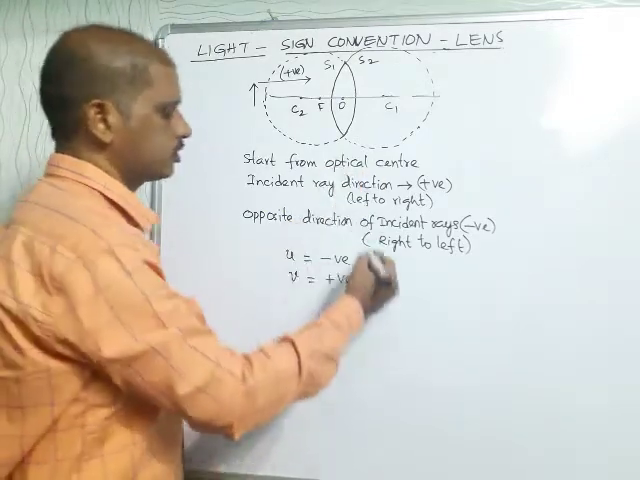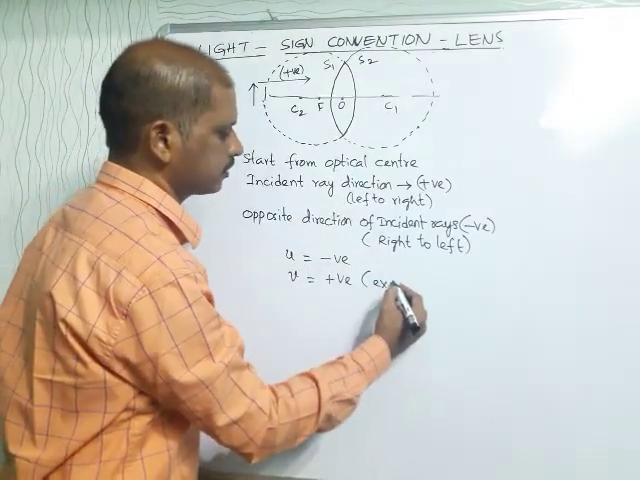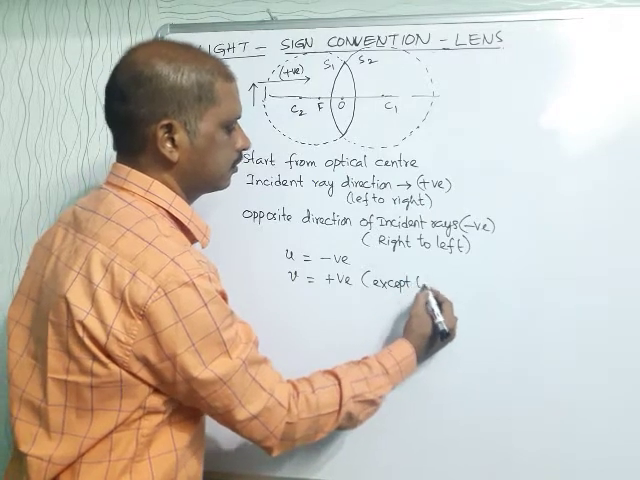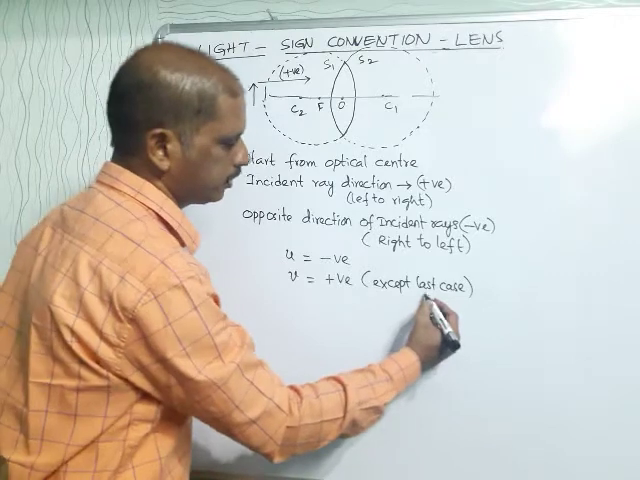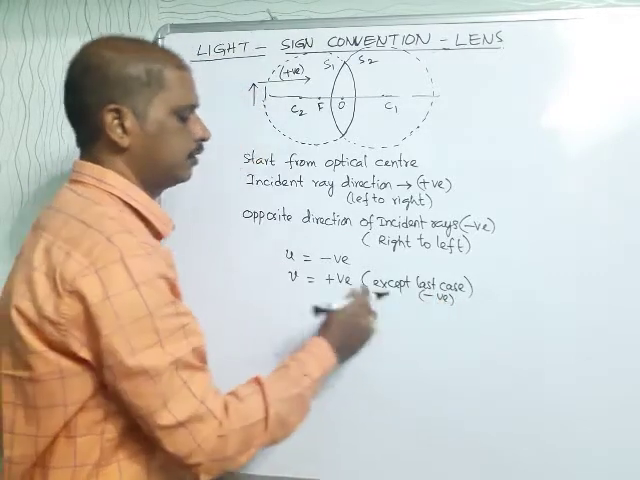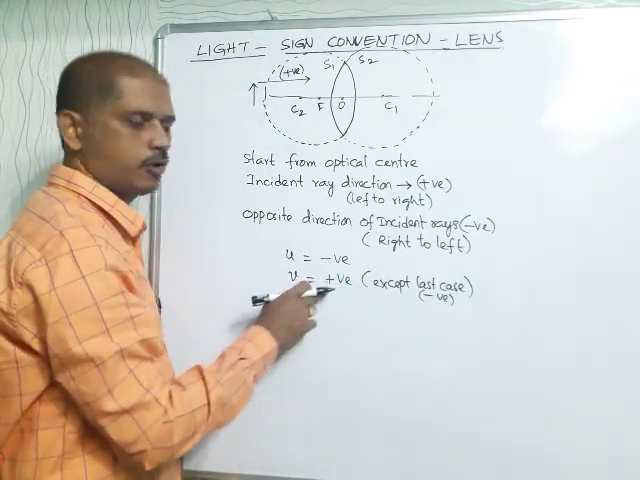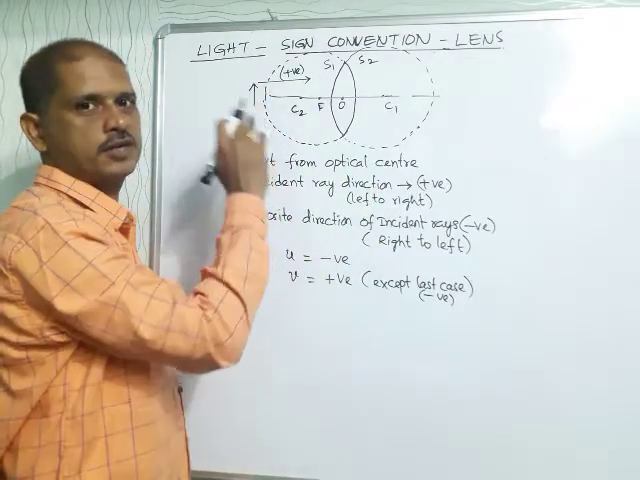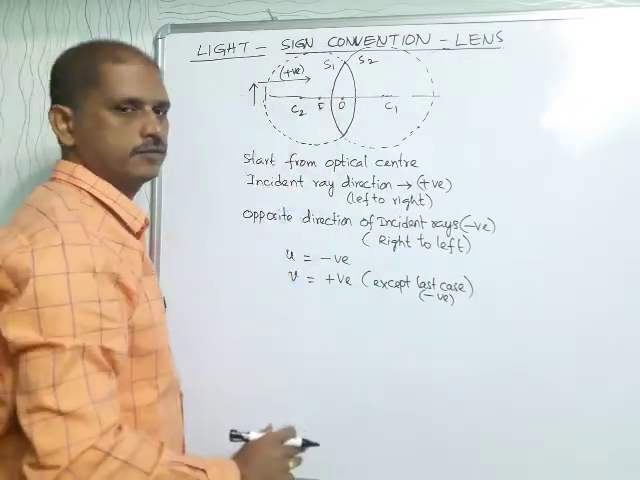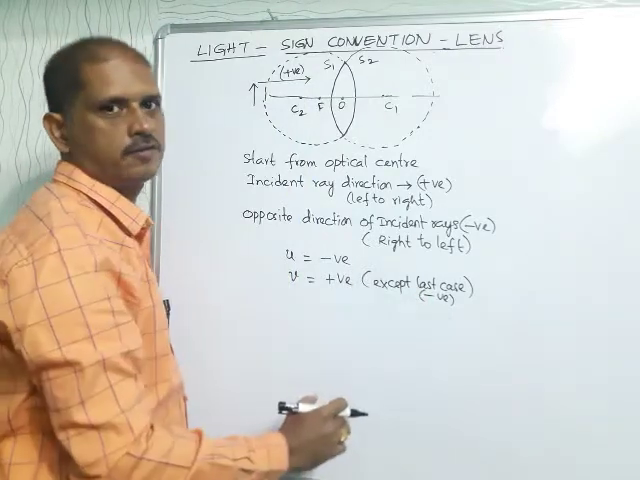Except the last case, all are positive. But in the last case, that is negative, because the image is formed on the same side as the object. That's why that is also negative. This you have to remember carefully.